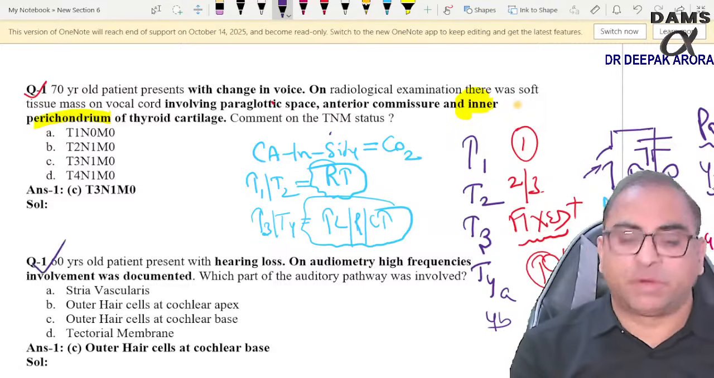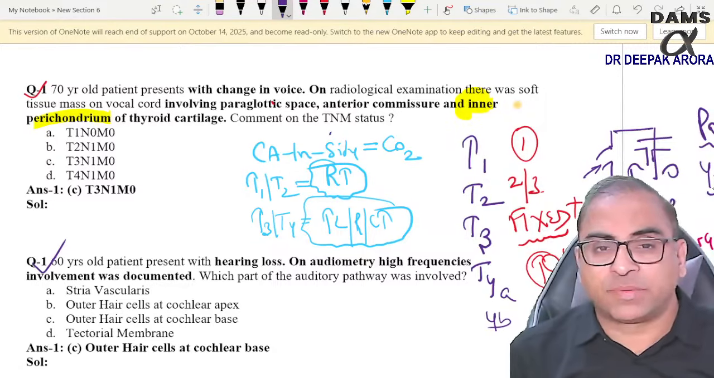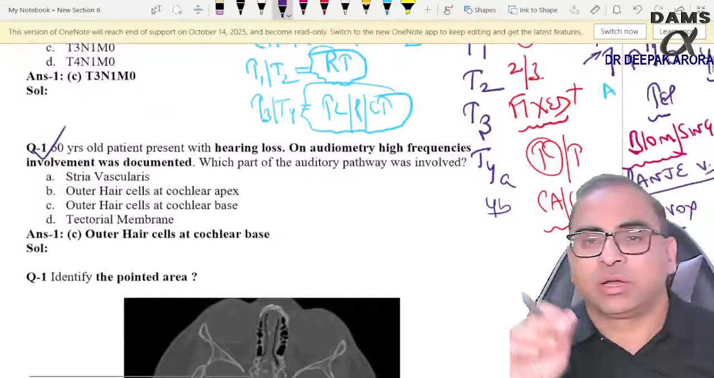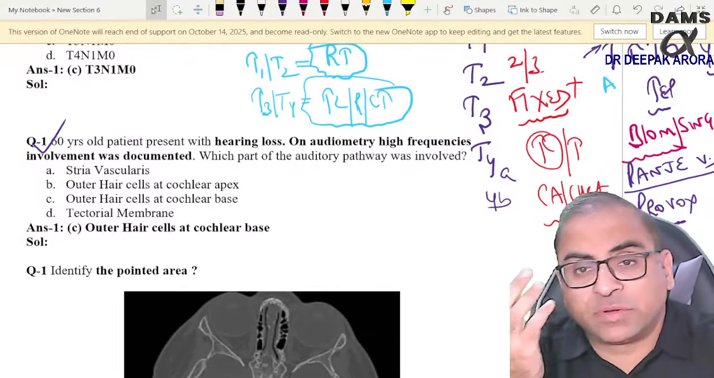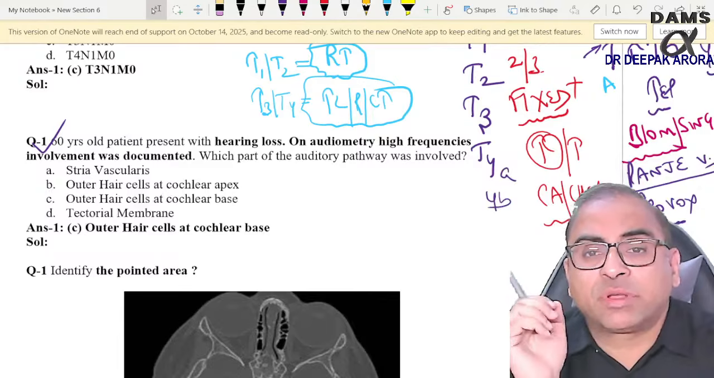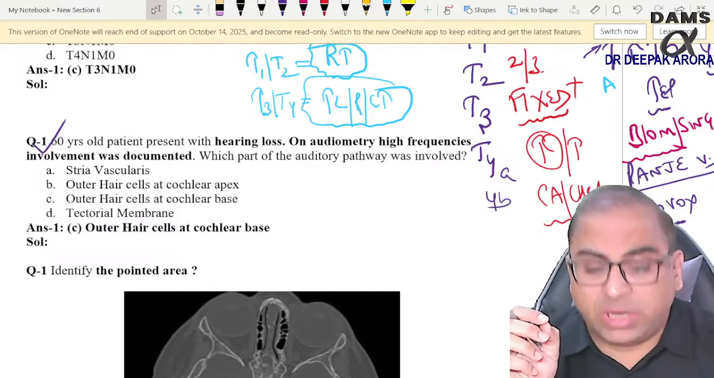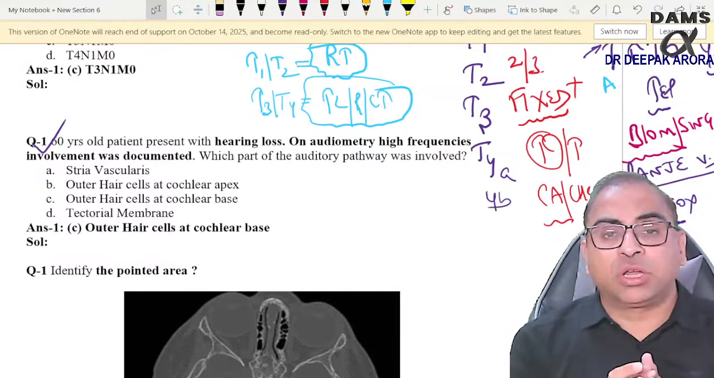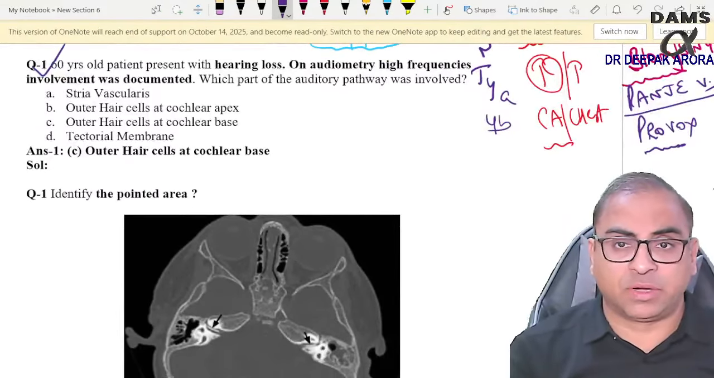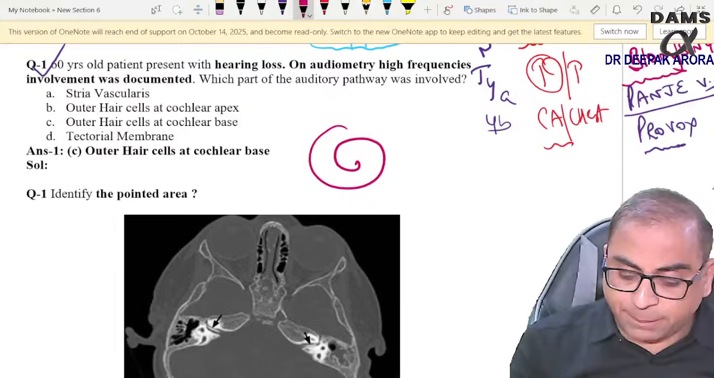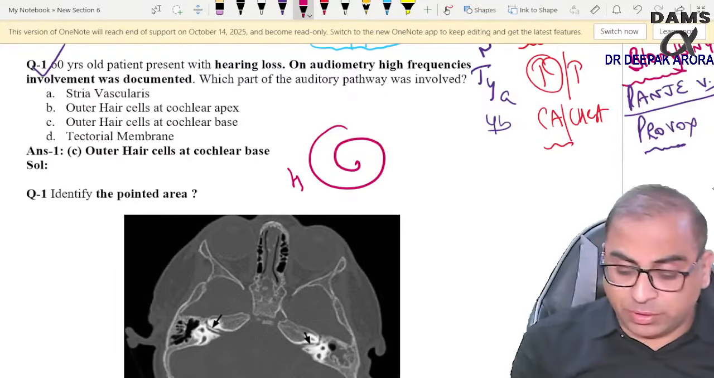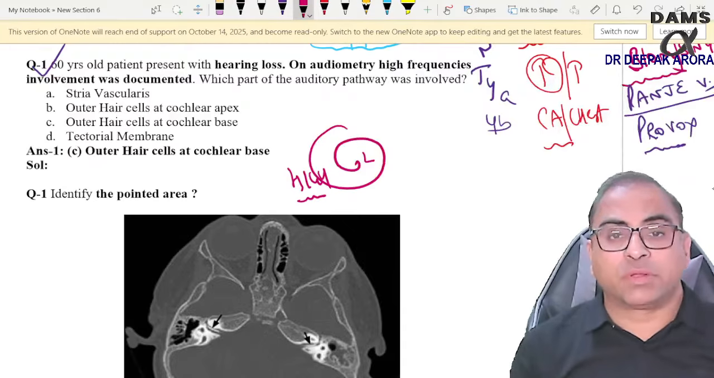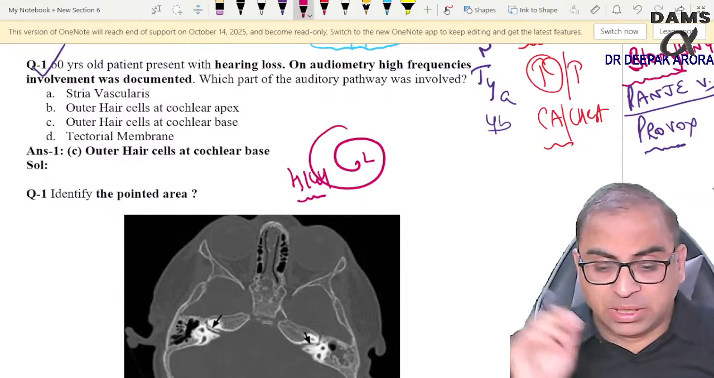Question number 2, often repeated, there is nothing new in this MCQ. Your high frequency hearing loss: the patient was having some hearing loss on audiometry PTA, with high frequency involvement. Which part of the auditory pathway was involved? All 4 options are from your cochlea, so he is asking which part of the cochlea is involved. We have already learned the base of the cochlea is responsible for high frequency receptors, and the apex is for low frequency. So the base, option C, will be the best answer in this MCQ.